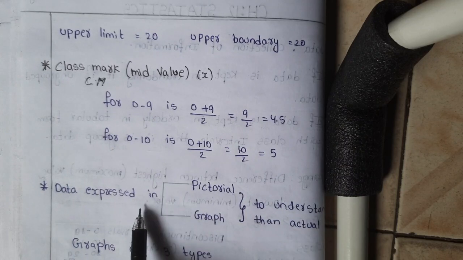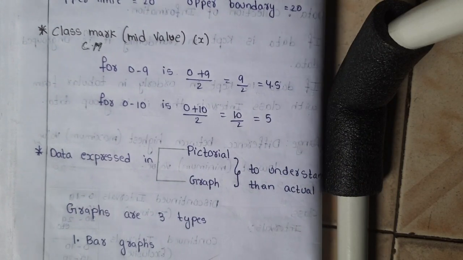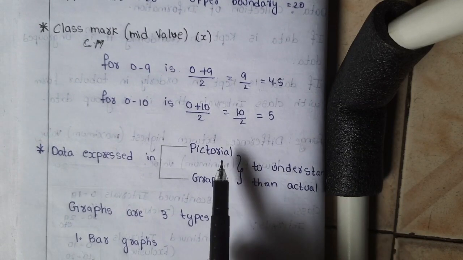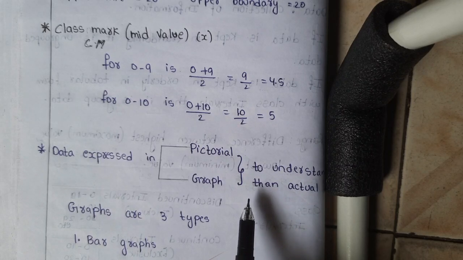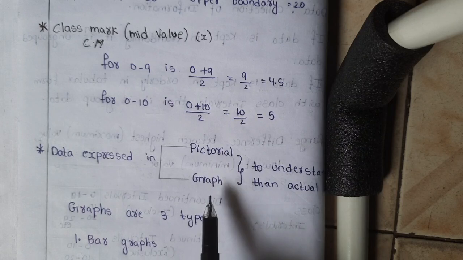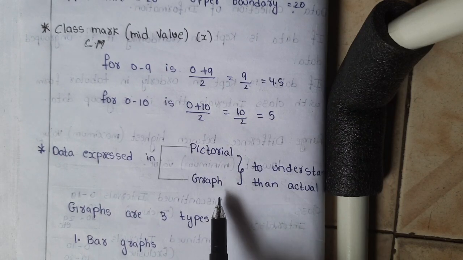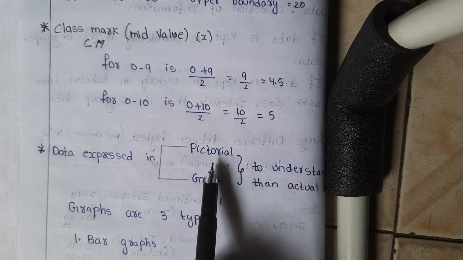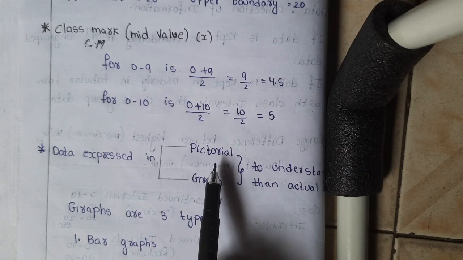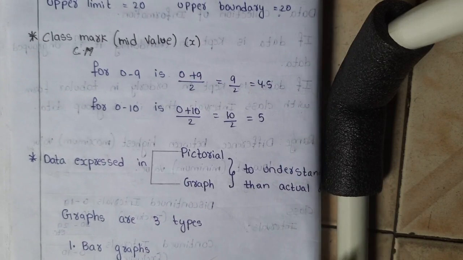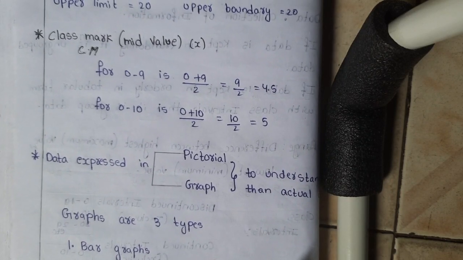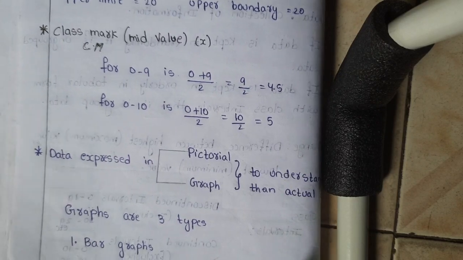How is data expressed? Generally data is expressed in pictorial and graphical forms. To understand the original, actual data easily, these are the better methods, pictorial and graph methods. You might have observed in the lower classes, one full cycle shows 50 cycles, one full car shows 100 cars. Like that, you might have observed pictorial graphs in 4th standard, 5th standard level. Okay, graphs are of 3 types. See once, graphs are of 3 types.